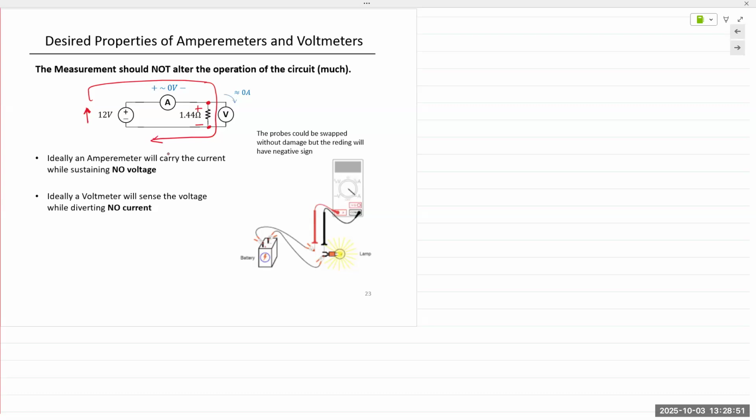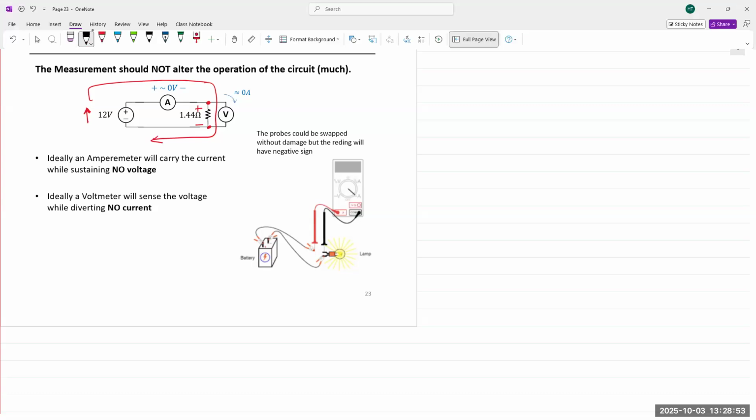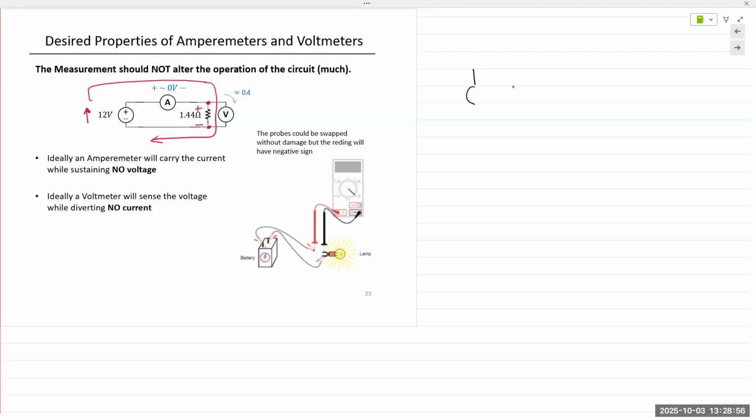The actual circuit is simply this. It's simply a source connected to a resistor.